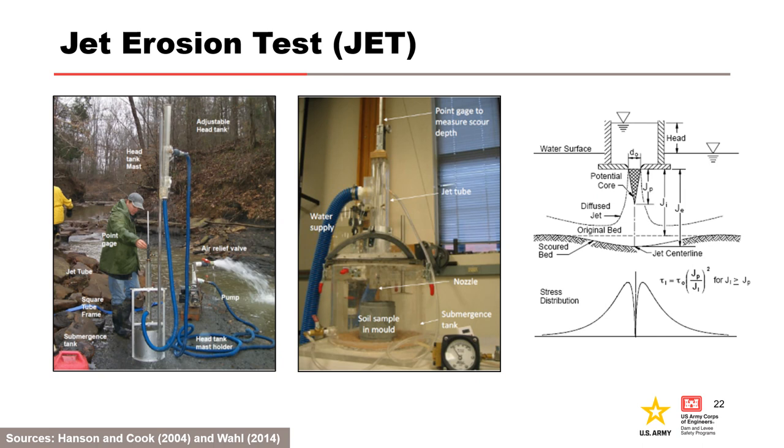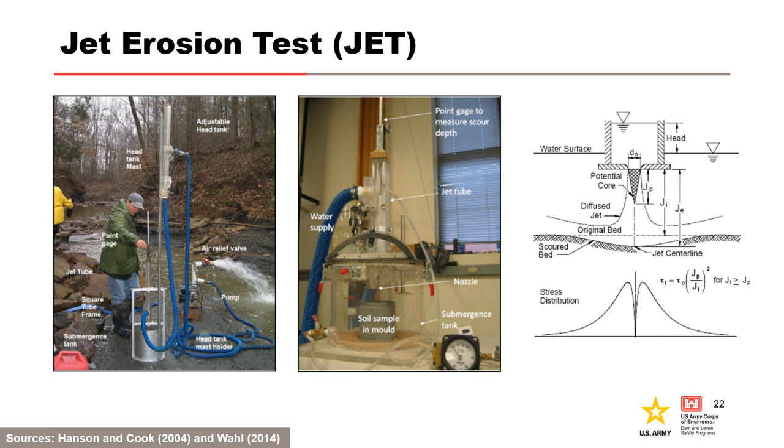The jet erosion test apparatus was developed by Greg Hanson at the USDA's Agricultural Research Service, which includes the field and lab jet apparatus. It was developed for stream bed erosion initially, but was then applied to spillway erosion, overtopping erosion, and concentrated leak erosion. In the jet test, a jet of water is directed at the soil sample and the rate of soil removal is measured. The jet apparatus attacks the soil surface with a submerged hydraulic jet.